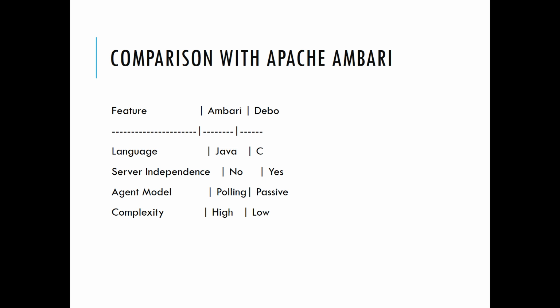Here's how Debo stacks up against Apache Ambari. While Ambari is a comprehensive tool for managing large Hadoop ecosystems, it can be bulky and complex. Debo, by contrast, is lightweight and written in C, giving it an edge in performance and portability. Debo agents are reactive, whereas Ambari uses active polling. Also, Debo can run standalone on a single machine, which Ambari cannot. This makes Debo better suited for developers, testers, and lightweight production environments.